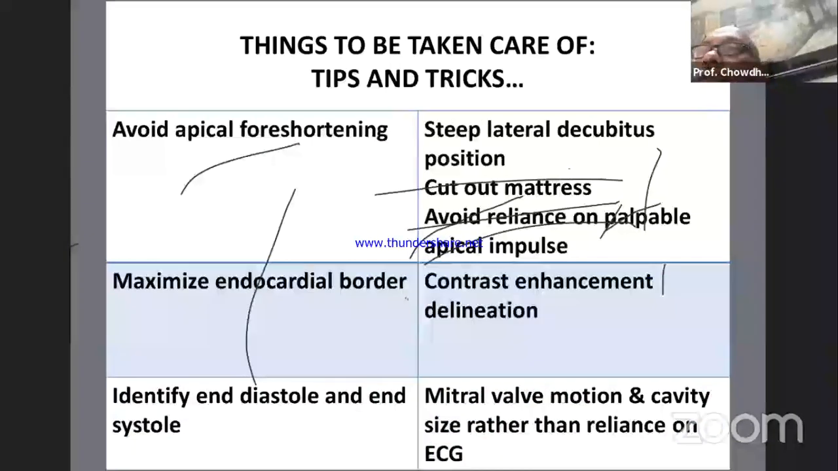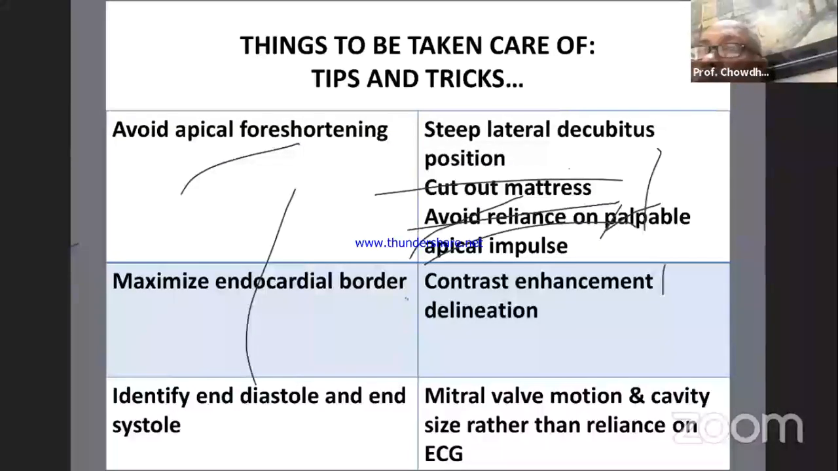To minimize the foreshortening, we really need to have a steep lateral decubitus position, for which the cutout mattress is one of the best solutions, and we should always be careful about palpating the apical impulse, because the palpable apical impulse should not always be the point where we place the transducer. We should rather rely on the principle of having the apex in both 2-chamber and 4-chamber view in the same line, and we need to have the maximum diameter of the left ventricle, not just relying on the palpable apical impulse.